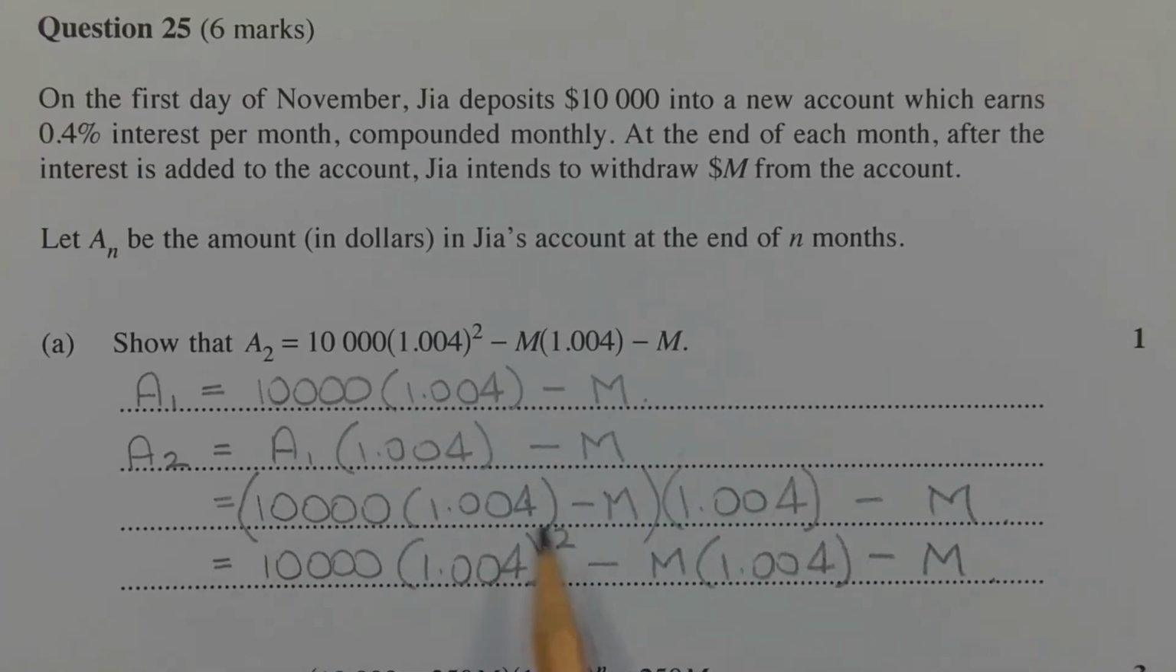So expanding the brackets, we get 10,000 times 1.004 times 1.004, and that gives us 10,000 times 1.004 squared, minus M times 1.004, which is here, and then take away M. So A2 is equal to 10,000 times 1.004 squared minus M times 1.004 minus M.